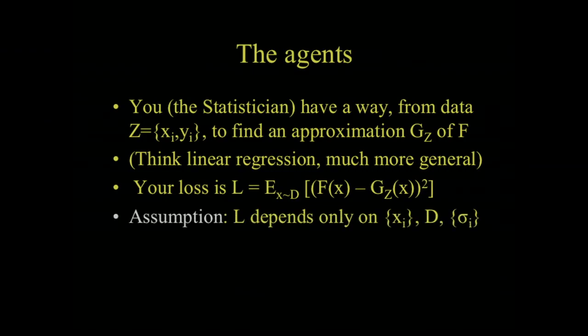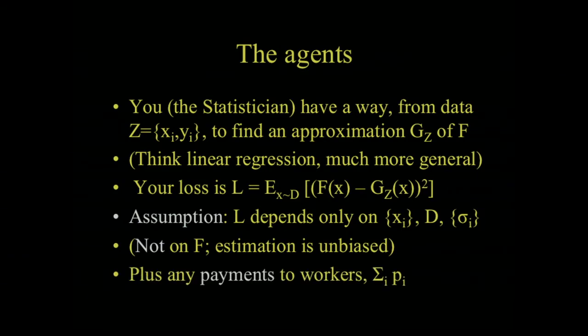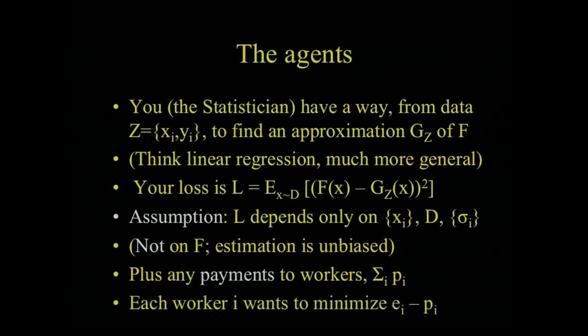Basic assumption: this loss depends only on the points you choose, the underlying distribution, and the convex functions. In particular, it does not depend on F, the underlying unknown ground truth. The estimation is unbiased. And then, of course, you have to take into account any payments you make to workers. Each worker has to minimize effort minus payment, because we have made the units be the same.